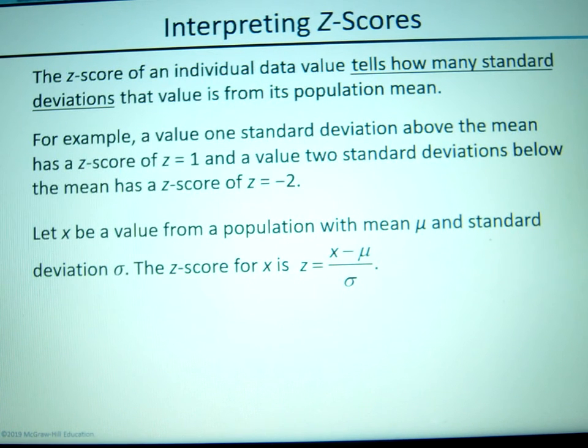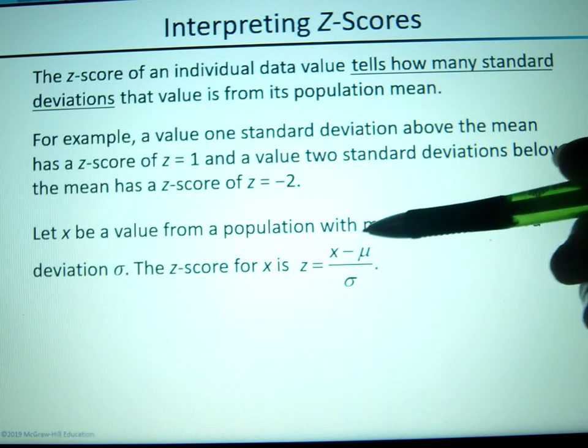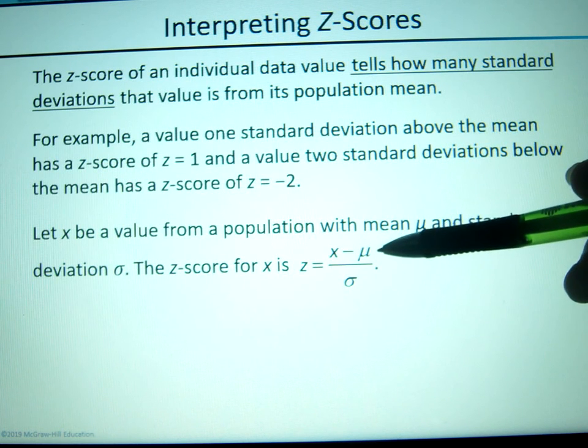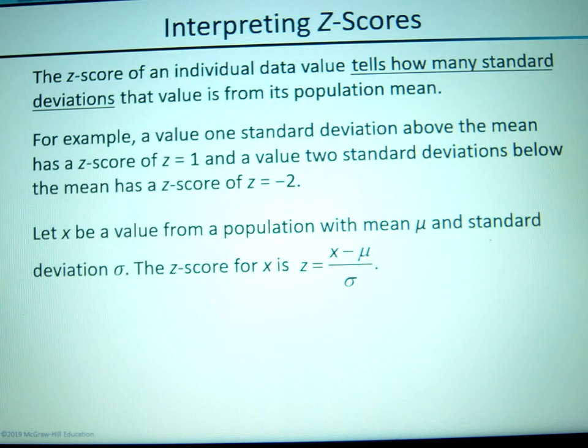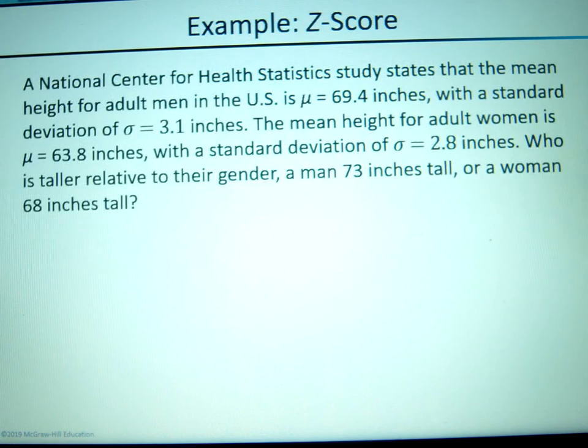So we are going to use negative values here as directional to tell us whether it is above or below. So we're going to let x be a value from the population with a mean of mu and a standard deviation of little sigma, and a z-score will be: take your value minus your mean and then divide it all by the standard deviation, and that will tell you how many standard deviations it is from the population mean.